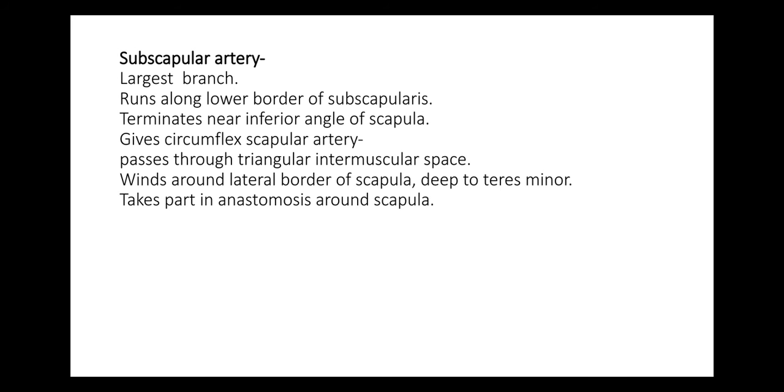Subscapular artery, the largest branch, runs along the lower border of subscapularis and terminates near the inferior angle of scapula. It gives the circumflex scapular artery, which passes through the triangular intermuscular space, winds around the lateral border of scapula deep to teres minor, and takes part in anastomosis around the scapula.